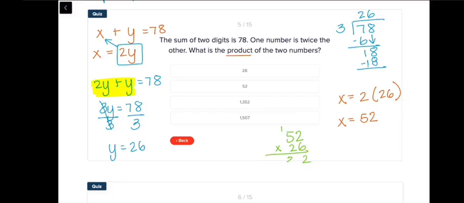2 times 6 will be 12, carry the 1. 30 plus 1 is 31. 2 times 2 is 4. 5 times 2 is 10. So we get 2, 5, 3, 1. So our final answer will be 1,352.